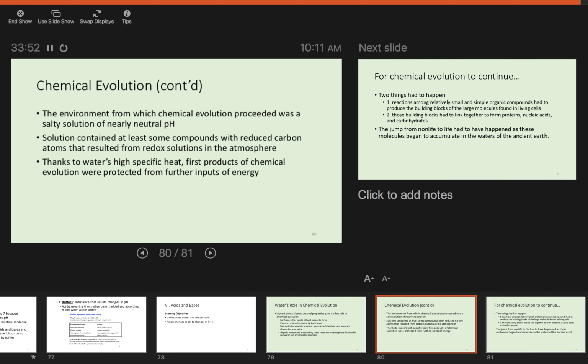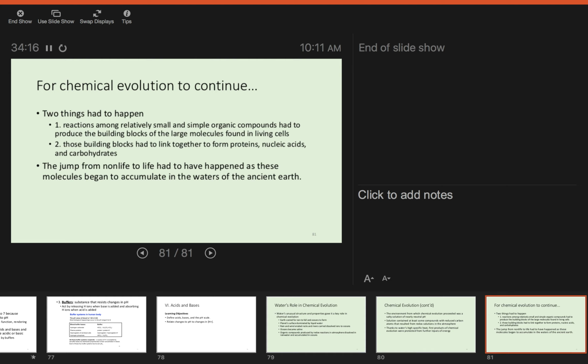So the environment from which chemical evolution proceeded was a salty solution of nearly neutral pH, somewhere around 7. It did contain at least some compounds that helped reduce carbon atoms. So reduce means you gain electrons. And then thanks to water's high specific heat, the first products of chemical evolution were protected from further inputs of energy. Now, I'm not done with this story. I'm just scratching the surface of this chemical evolution. We're going to come back to this.